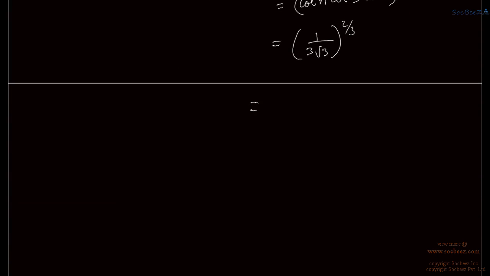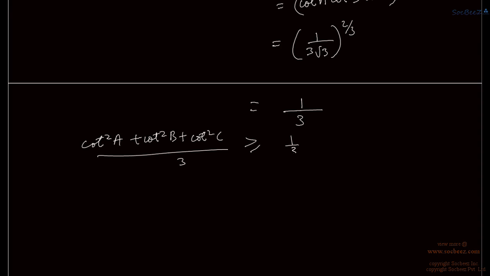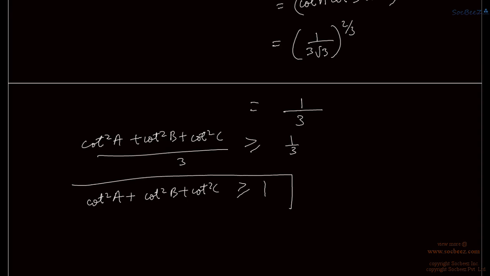Expanding that, we get... this can be written as root 3 power 3, so it's 1 by 3, that's it. And on the left side, writing the whole equation again, we have cot squared A plus cot squared B plus cot squared C by 3 is greater than or equal to 1 by 3, or cot squared A plus cot squared B plus cot squared C is greater than or equal to 1. Yes, this is the minimum value.